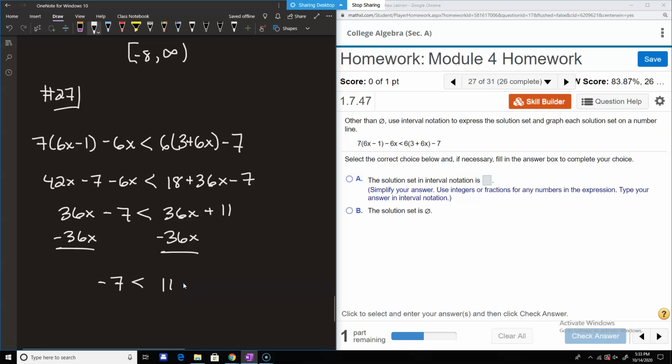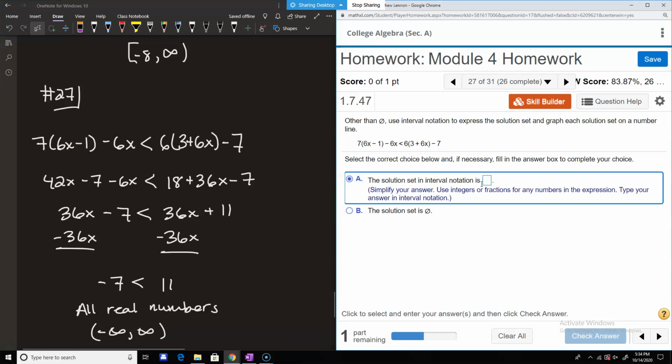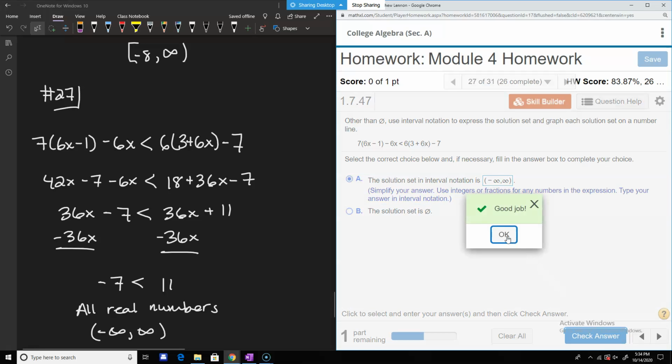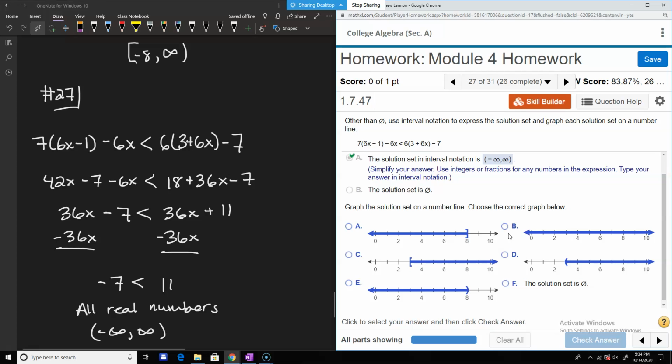Yes, that is true. So if you go back a step previous, would that be true if you put in any value of x? So if you put in x equals 0, you get negative 7 is less than 11. That's true. If you would put in x equals 1, you would get 29 is less than 47. That would be true. It's true for any value of x that you plug in. So your solution set here is actually going to be all real numbers. And the interval notation for that is pretty easy. It's just negative infinity all the way up to infinity. And so that's just everything shaded, which would be B.